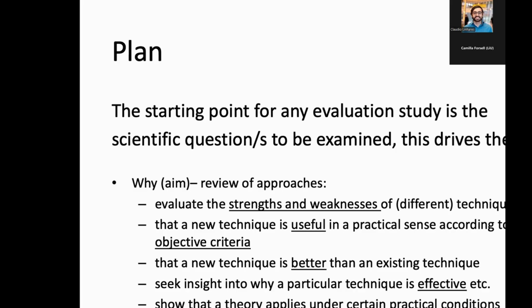They're more important. No, that's not why. They are important, yeah. But the question is, in what sense? Someone said useful. Was it you that mentioned the word useful before, right? Yeah. If you say you want to investigate that your new technique is useful in the practical sense, according to some objective criteria, what do you mean by useful?